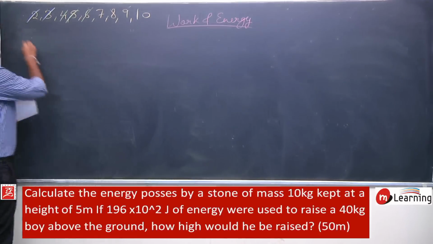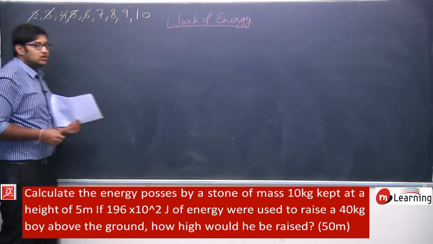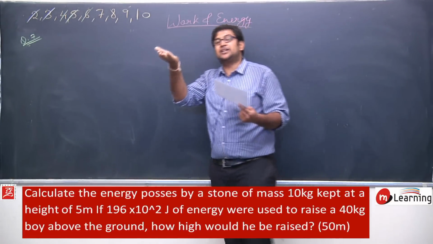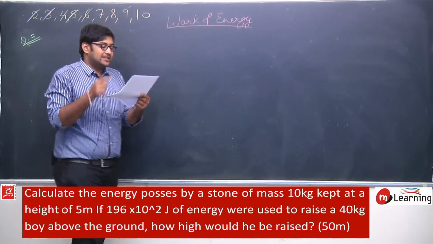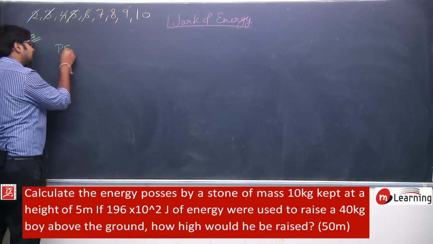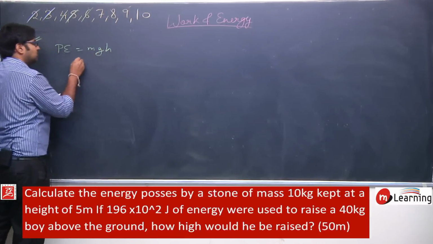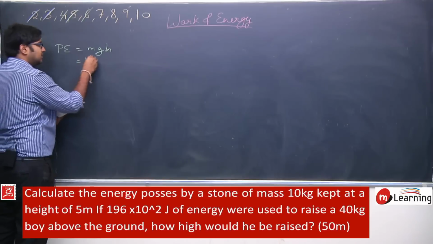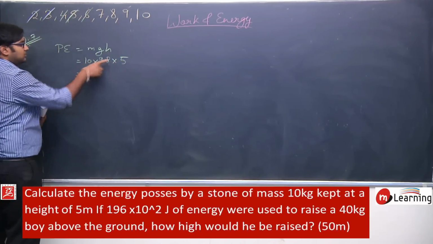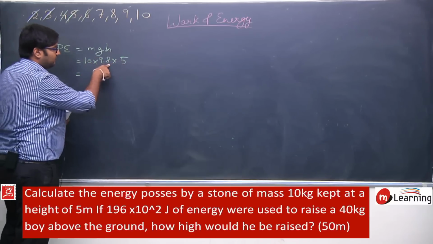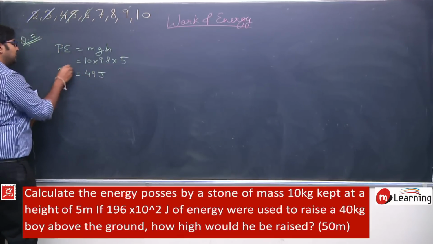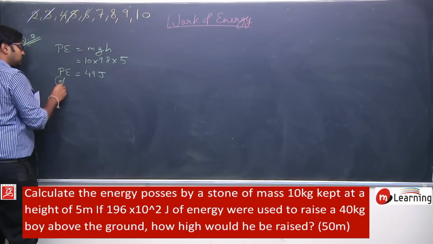So the question is related to the concept that when you raise some object vertically in the air, its potential energy is going to increase. It says there is a mass of 10 kg which is kept at a height of 5 meters. We know that potential energy is equal to mgh. So the mass of the stone is 10 kg, g is 9.8, and this is 5 meters. So we have to calculate it. 9 5s are 45 and 5 8s are 40, so it is 49 joules. So the potential energy of the stone is 490 joules.